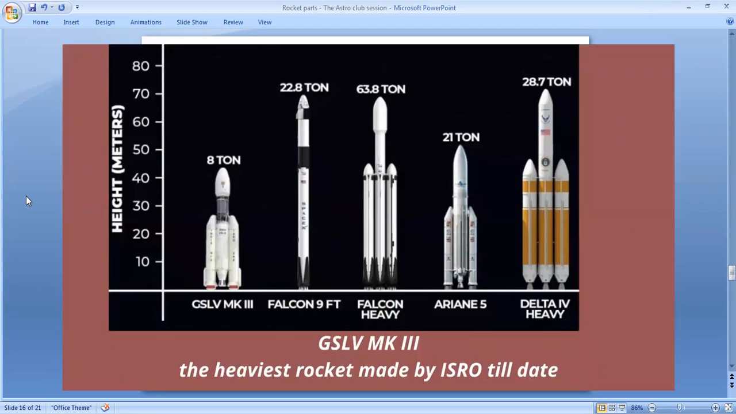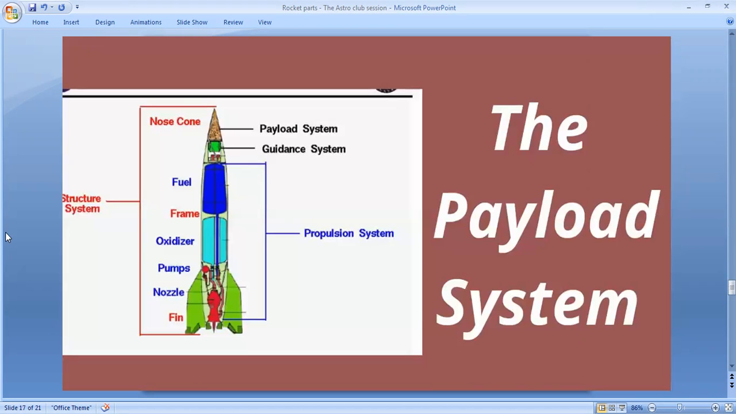Now, there are different types of rockets which are designed by different space agencies. GSLV Mk3 is the heaviest rocket made by ISRO till date. Many other space agencies also make different types of rockets. Okay. So that is about the structural system.